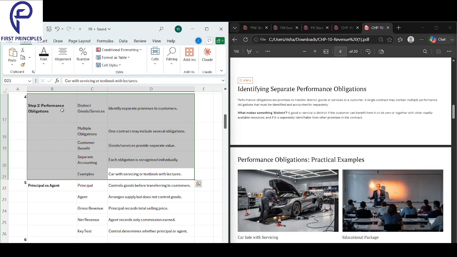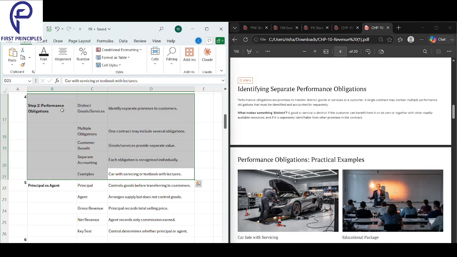Next, customer benefit. Each item should be useful to the customer on its own. That is customer benefit.